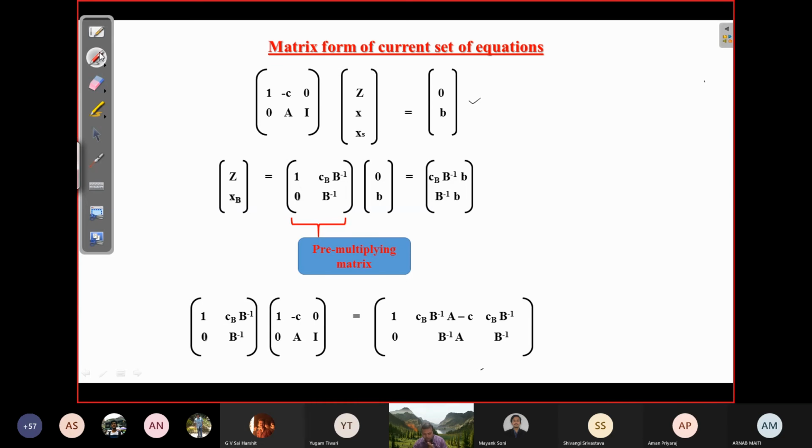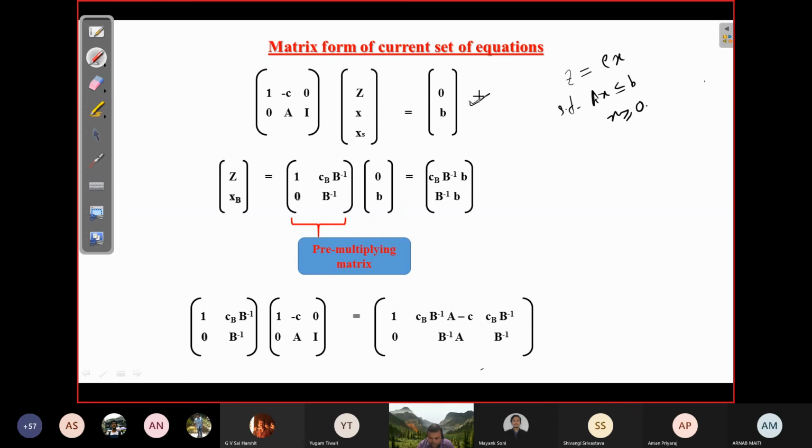Now, initially what is given to us? This is the initial matrix: 1, minus C, 0 in the first row, 0, A, I in the second, times Z, x, x_s, equal to 0, b. So Z equals Cx, subject to Ax less than or equal to b, x greater than or equal to 0. If I include these slack variables, A, I and x_s, this is what we get initially. So this is the initial representation of the system of equations, which we are representing in matrix form.